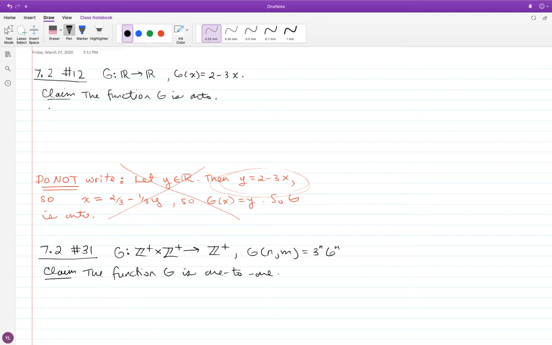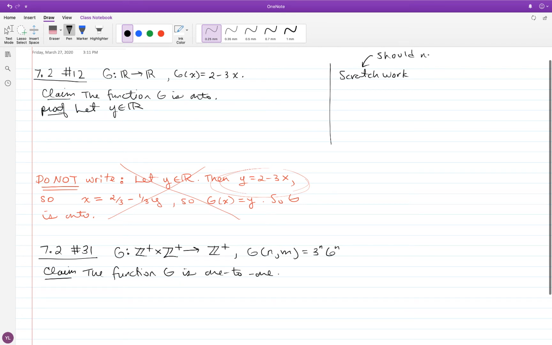Instead, we're going to start with an arbitrary element of the codomain. So again, the first line is good. Let y be an element of R. And then we need to find specifically the element of the domain that's going to get mapped to y. I can figure out what it's going to be with some scratch work, that's fine, but the scratch work is not part of the proof.